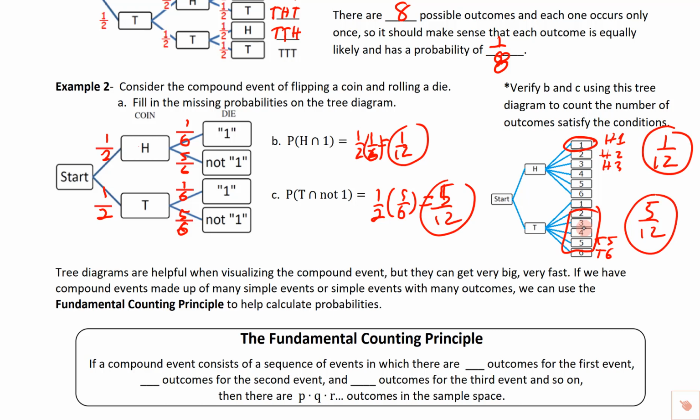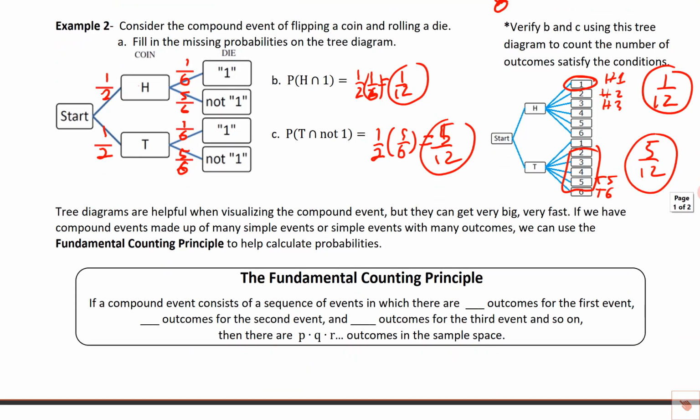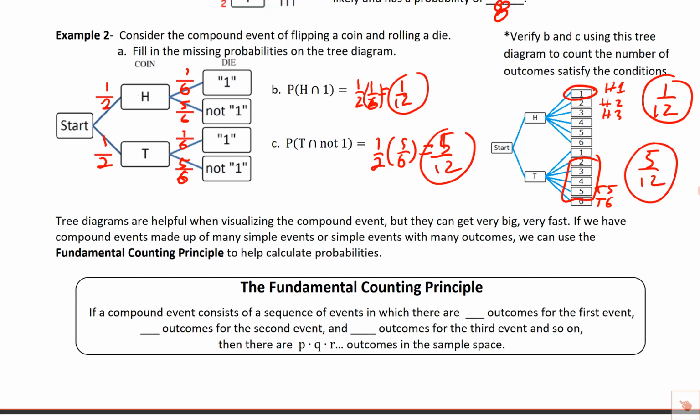Okay, let's talk about the fundamental counting principle. So here's the fundamental counting principle. These tree diagrams work really well if you've got a small number of simple events, and those simple events don't have many outcomes. So you can see even just throwing a die in there makes this much bigger than having the coins. So if we've got a lot of simple events, or we've got some simple events with tons of outcomes, like if we had a 12-sided die or something like that, it makes it more complicated, and that's where the fundamental counting principle comes in.